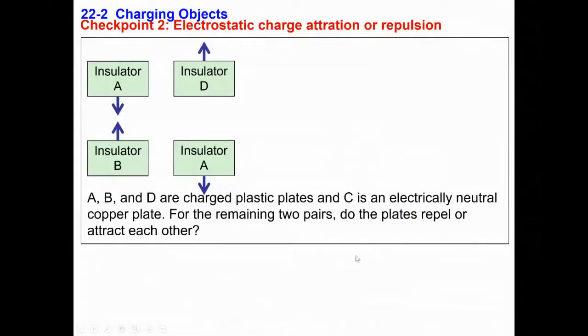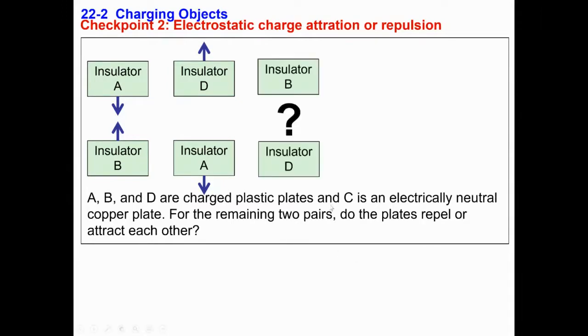All right, so let's check our understanding. Here we have an insulator A and insulator B. When we bring them close to each other, they will attract. Now we take insulator D and insulator A, so we have A, B, and D. We notice that insulator D and insulator A repel each other. The question is, if you bring insulator B and insulator D, what will happen? Will they attract or will they repel?